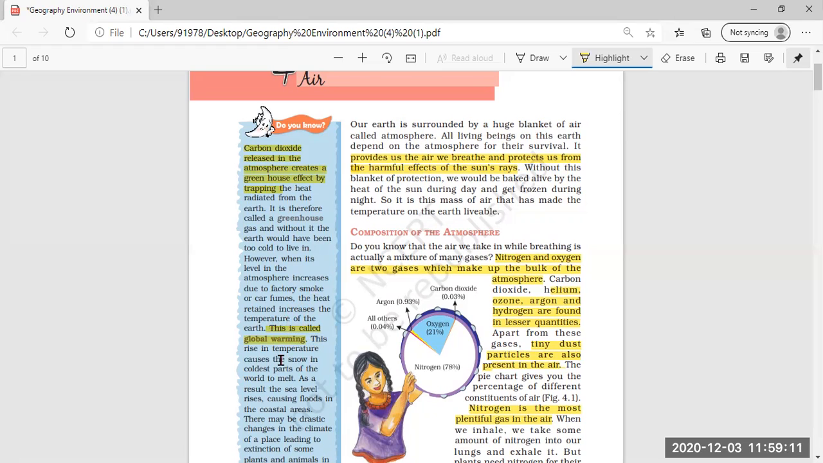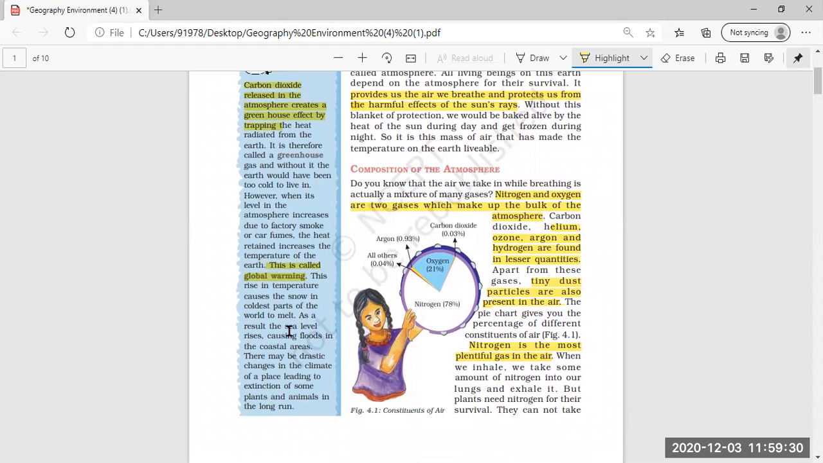This rise in temperature melts the snow in the coldest parts. Now, what is the result of global warming? It causes the snow to melt in the world. As a result, the sea level also rises, and it results in floods in the coastal areas. There may also be drastic changes in the climate of a place, leading to the extinction of some plants and animals in the long run.